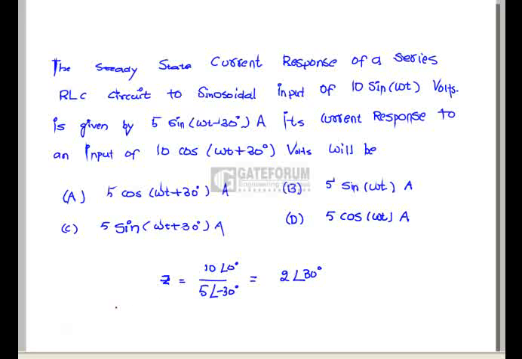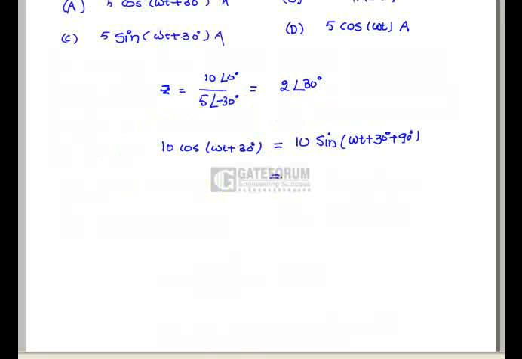But in the next case, the input is in the form of 10 cos of omega t plus 30 degrees. So we can express it in the equivalent sine form by advancing it by 90 degrees, that is 10 sine of omega t plus 30 degrees plus 90 degrees, which is equal to 10 sine of omega t plus 120 degrees.